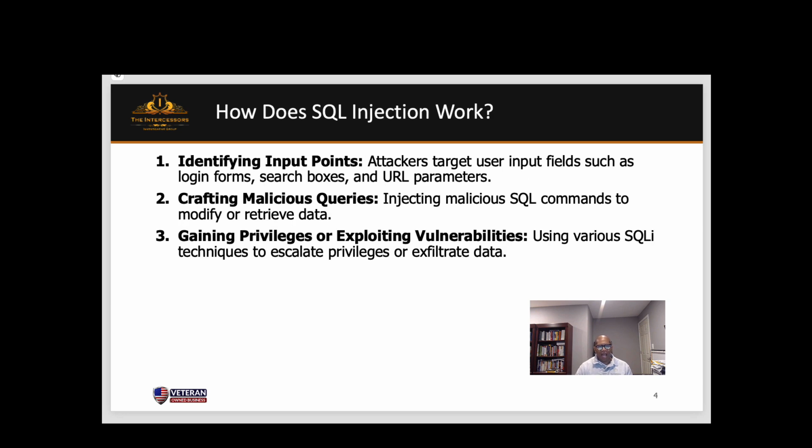Now, let me break down how SQL injection works. It follows three key steps. First, the attacker identifies vulnerable input points. These could be login fields, search boxes, or even URL parameters. Second, they craft malicious SQL queries to manipulate the backend database. This could allow them to retrieve data, modify records, or escalate privileges. And lastly, they exploit these vulnerabilities to gain access to sensitive data or compromise the system. It's a simple but dangerous process that can have catastrophic consequences if not addressed.